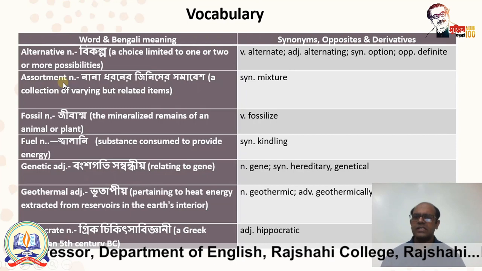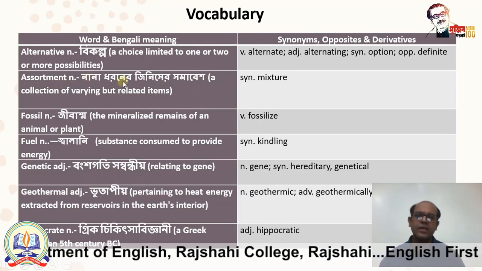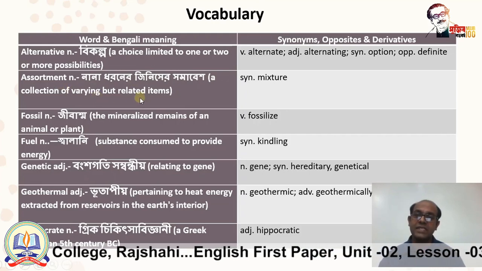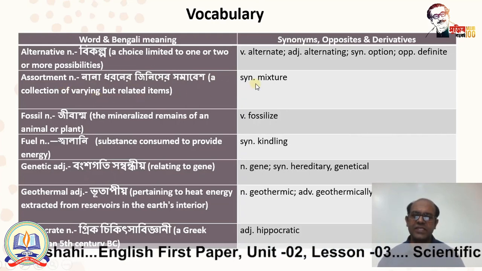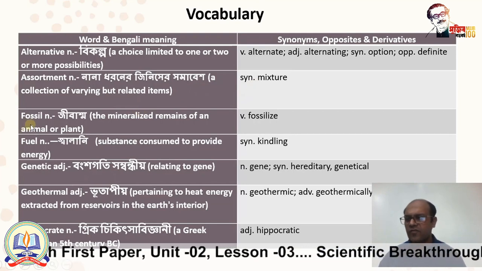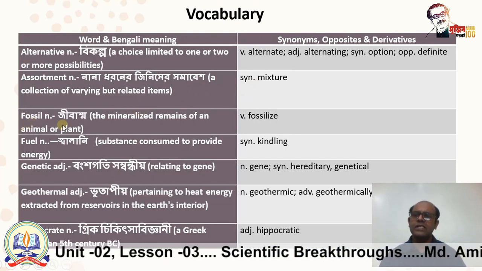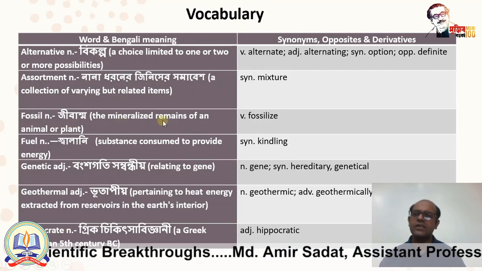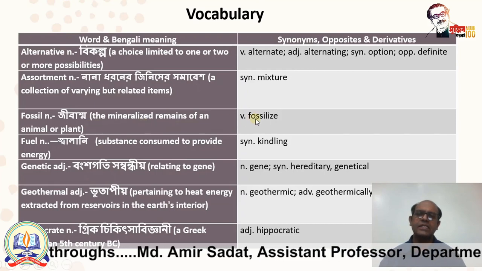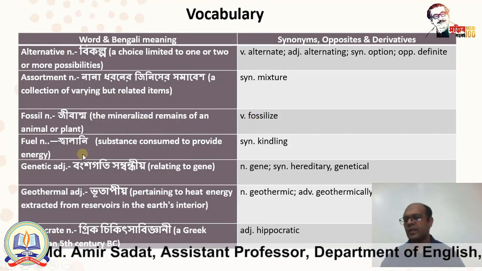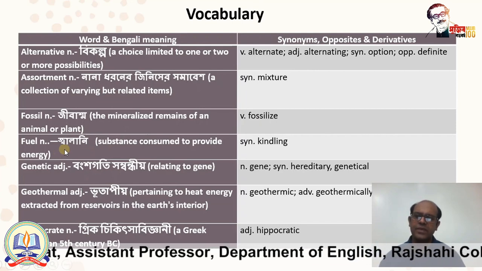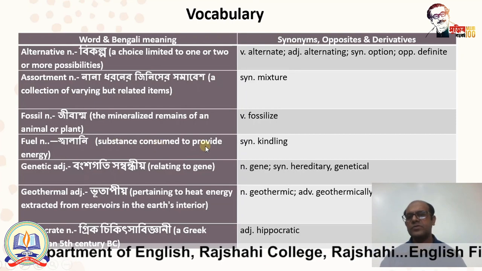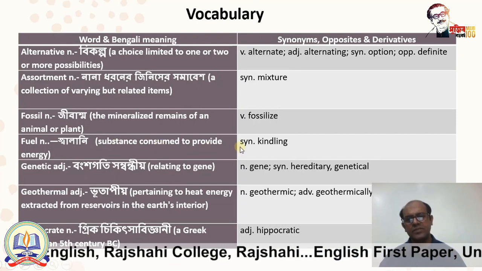Assortment is a noun. Its Bengali meaning is nana dhoroner jinisher samabesh, a collection of varying but related items, and its synonym is mixture. There is another word, fossil. Fossil is a noun. Its Bengali meaning is jibasho, the mineralized remains of an animal or plant, and its verb is fossilize. Fuel is a noun. Its Bengali meaning is jalani, and its English meaning is substance consumed to provide energy, and its synonym is kindling.